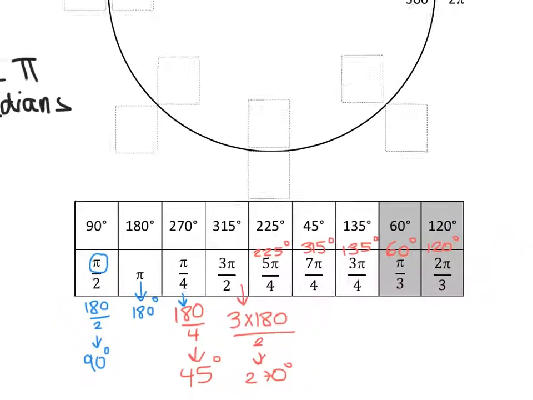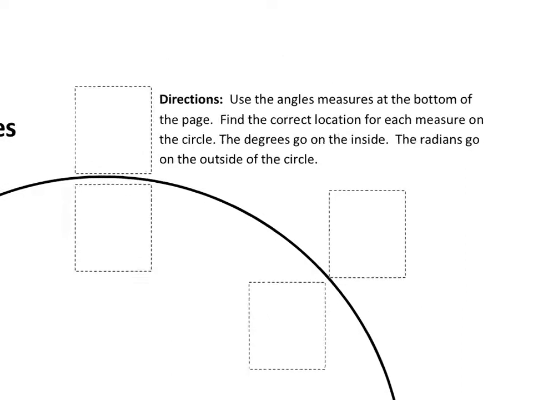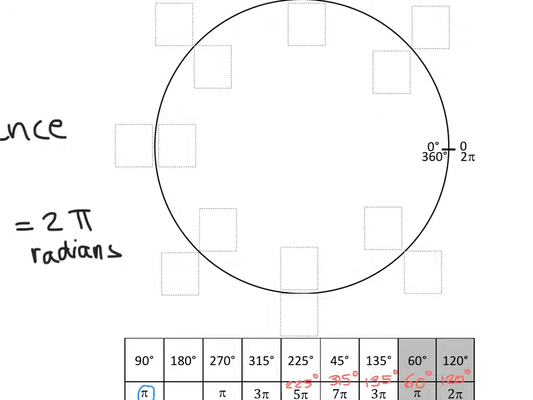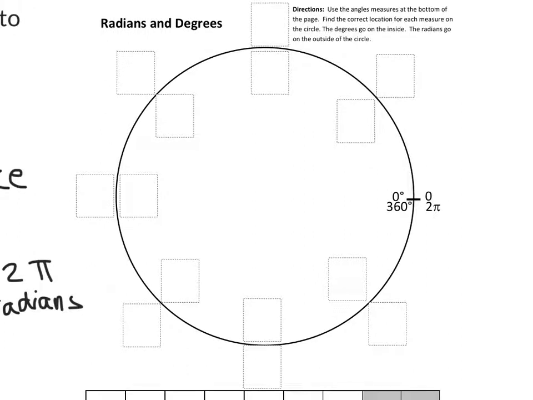Now let's go back to the instructions and see what it is that they want me to do with those angle measures. They want me to find the correct location for each measure on the circle. The degrees must go on the inside and the radians must go on the outside of the circle. So this is my circle. I need to figure out where each one of them will go. If this is my 0, and if I do a full turn, then that will be 360, which is 2 pi in radians. So they did the first one for me, and I will do a couple with you, then you will have to finish this on your own.